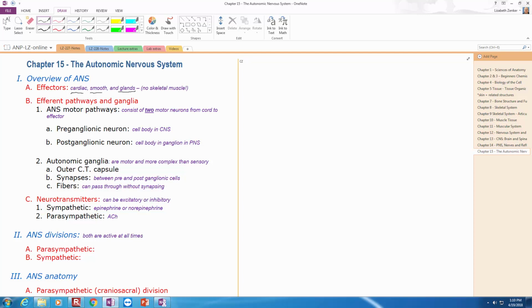Autonomic motor pathways consist of two motor neurons from the cord to the effector. So they're saying cord to a ganglion, then ganglion to an effector. Those are your two motor neurons. The first motor neuron is going to be called the preganglionic neuron. Pre because it's first, not so much before, but just first. That means the cell body is in the CNS, and we're going to learn that it's going to be in the lateral horn for the most part.